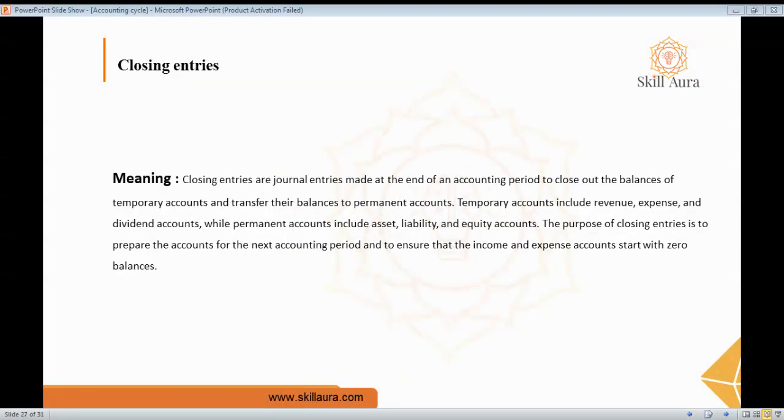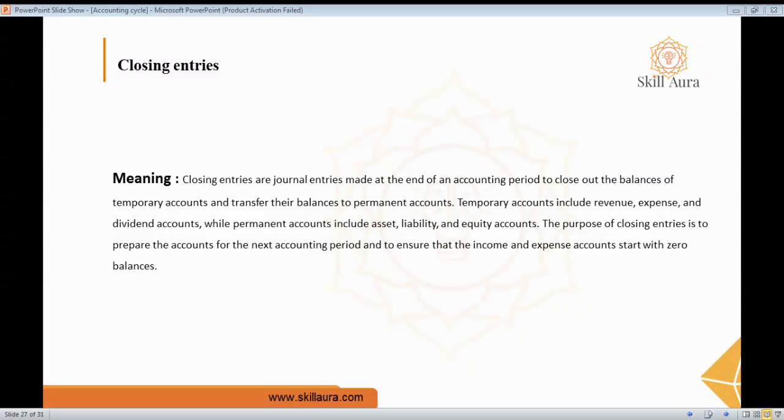The next topic is closing entry, and this is the last topic. Let's go with the meaning of it. The closing entries are journal entries made at the end of the accounting period to close out the balance of temporary accounts, and they transfer all the balance to the permanent account. Here, the temporary accounts are revenue, expenses, dividend account, etc. Permanent accounts are assets, liability, and equity. This is very important. You have to know this.